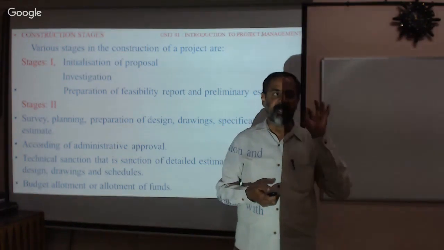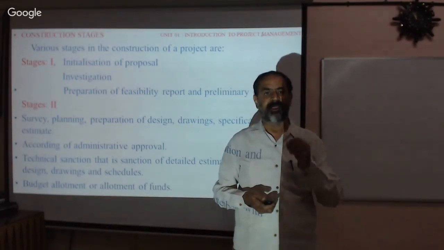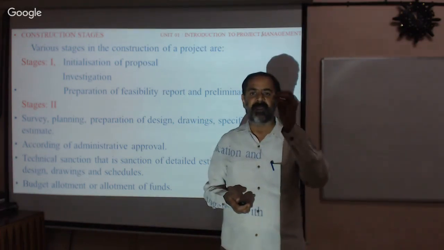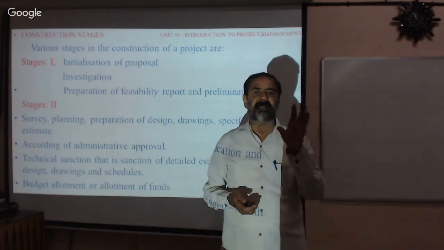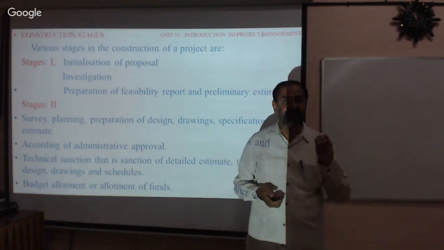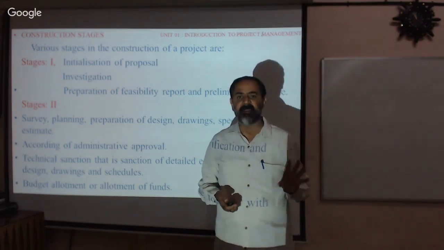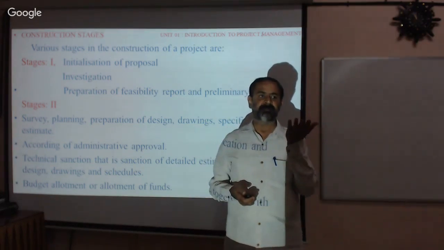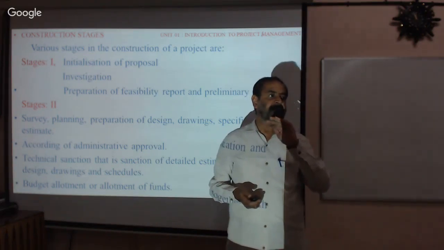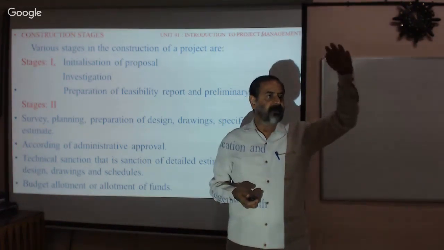Once the engineer or the department official says yes, we can provide the water supply to the particular village, and it costs 5 crore, 50 lakhs, 10 lakhs or 1 crore, they will decide. Once the feasibility report and preliminary estimate are ready, it will go to the administrative authorities. The government has to pay the money. There are different stages, isn't it?